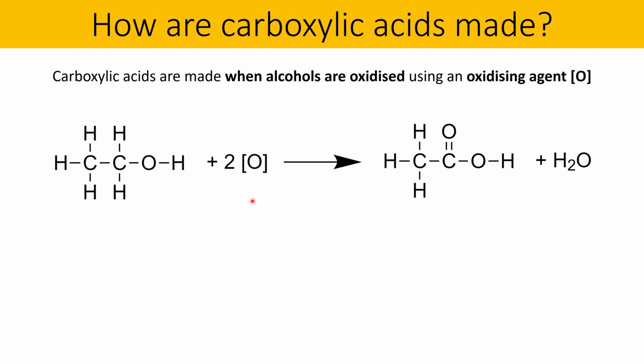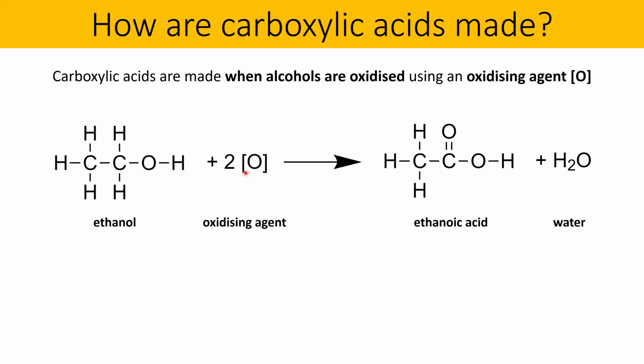Okay, so here's an example using displayed formulae for the organic compounds. They're called displayed formulae because we show the bonds, we display all of the bonds in the compounds. You can see here we've got ethanol, and we're reacting it with an oxidizing agent, and we need 2 of them. I'll explain why in a moment. And this will produce ethanoic acid, the carboxylic acid, and it will also produce water there as a byproduct.